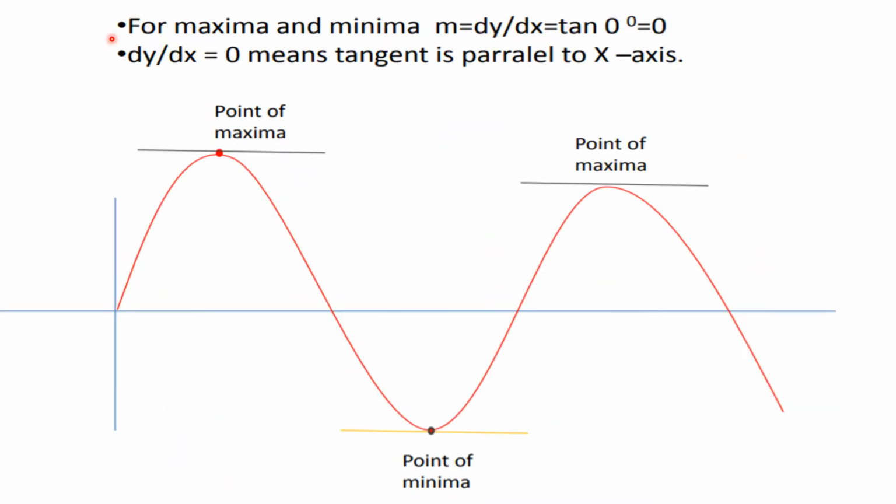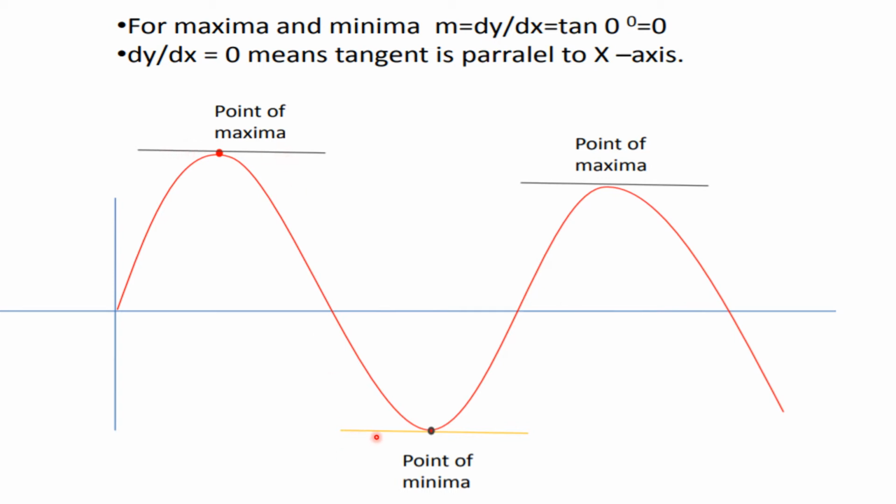Right. For maxima and minima, that is dy by dx, the slope of the tangent must be equal to 0. That means dy by dx equal to 0. It means the tangent is parallel to the x-axis. See here, at a minimum value or maximum value, at the point of maximum, if you draw a tangent, the tangent is parallel to the x-axis.